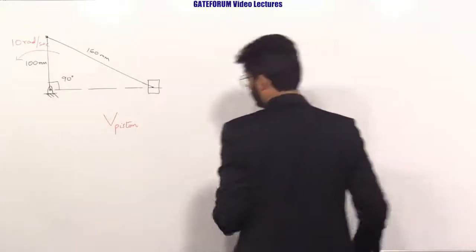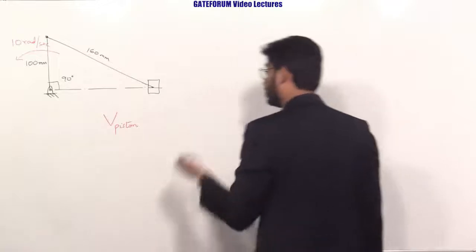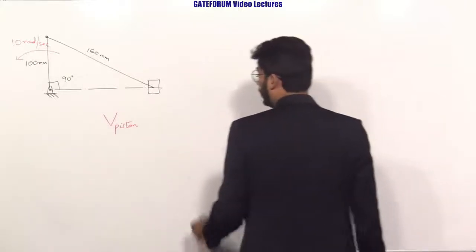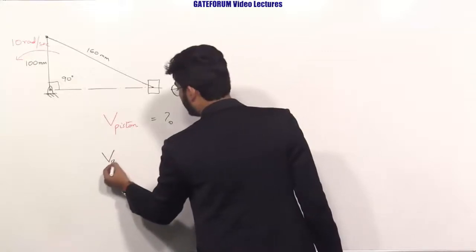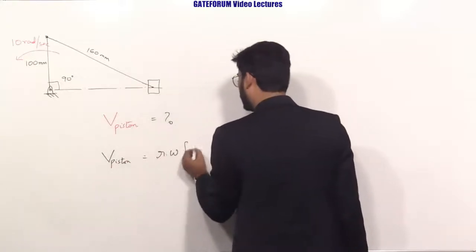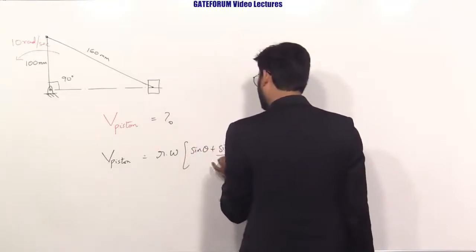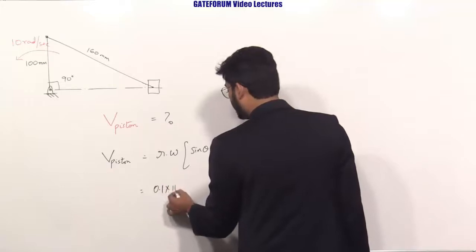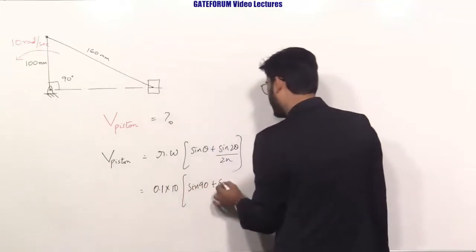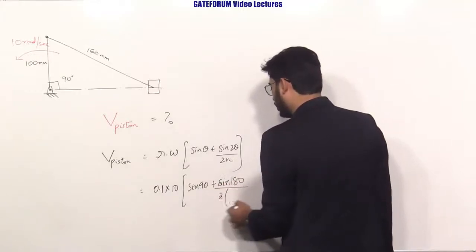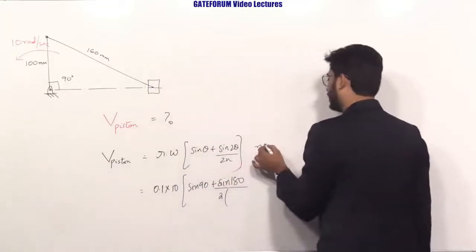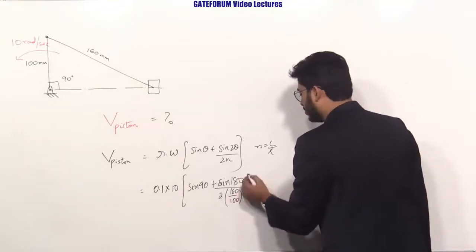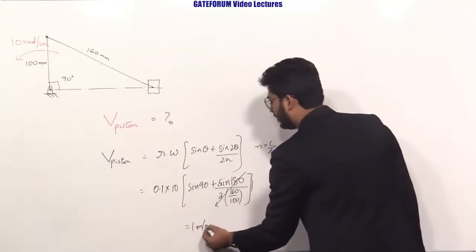Now, you can solve this problem by using a direct formula, or you can apply Kennedy's theorem. This is a special case also. Velocity of the piston is equal to r omega into sine 2 theta by 2n. Here r is 100 mm, that is 0.1, omega is 10 radian per second, sine 2 theta is sine 180, by 2 into L by R. N is equal to L by R, the ratio of connecting rod length to crank length, that is 160 by 100. This will be a zero term, so 1 meter per second will be the velocity of the piston.